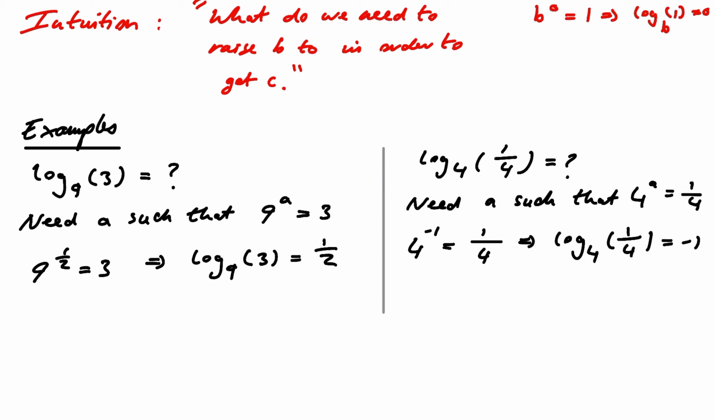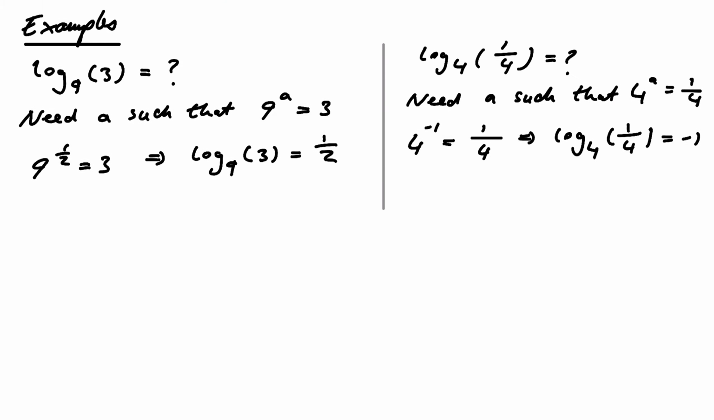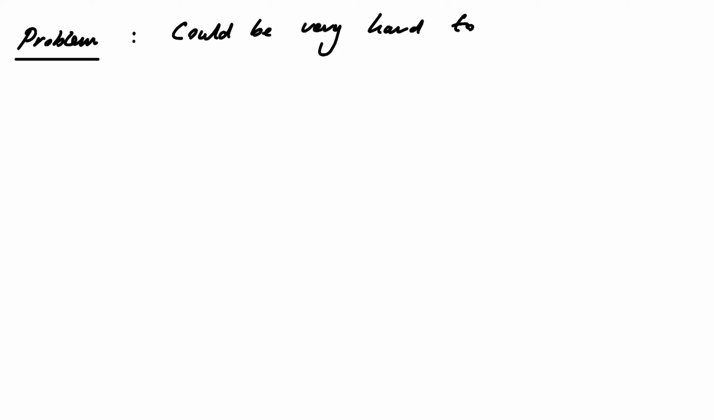Okay, so interesting. So these examples were only really doable by hand because we could spot a power that worked. The problem is we can't do that in general. And this really is what makes logarithms so difficult on a first sweep. So the problem, at least for calculating things, is that it could be very hard to find the exact value by hand.